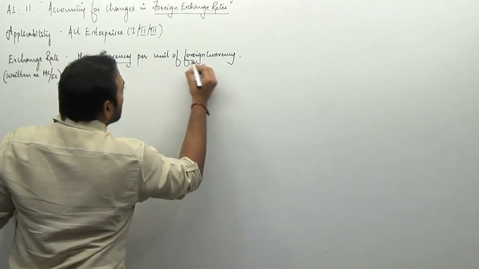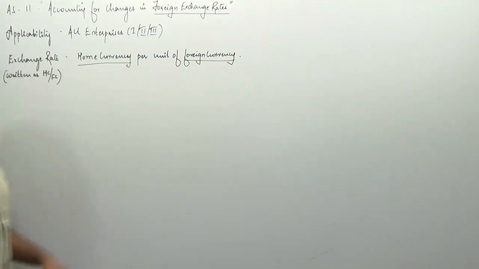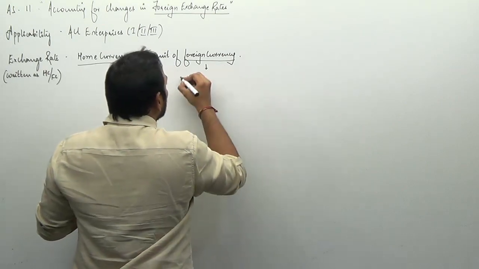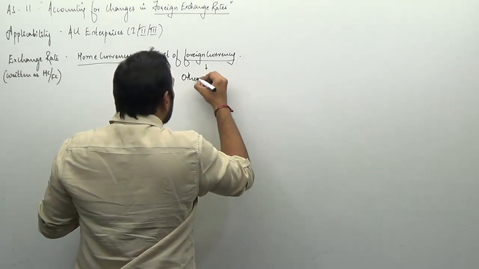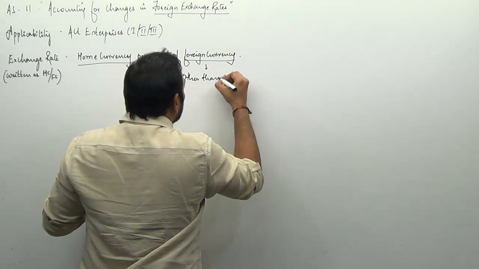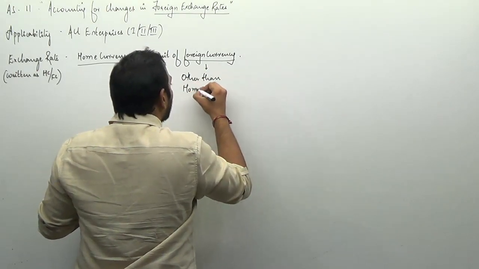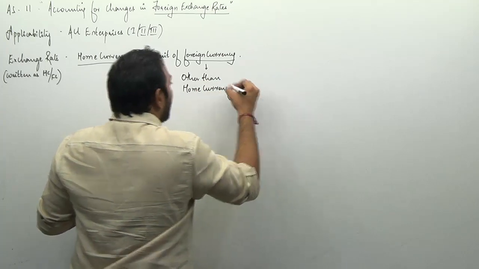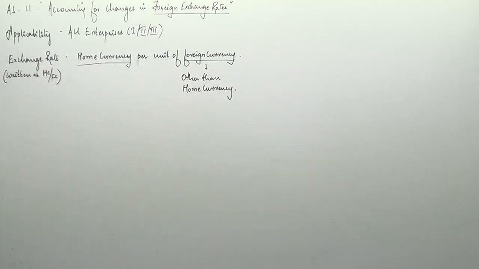Now, two important terms that we have to discuss are home currency and foreign currency. What is a foreign currency? Again, an exclusive definition. Other than home currency is a foreign currency. I think you people are lazy, standards are even more lazy. They only define one part. The other one is other than this. So foreign currency is other than home currency, then what is a home currency?